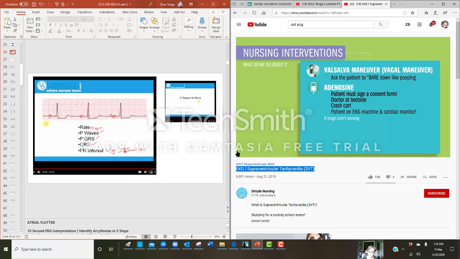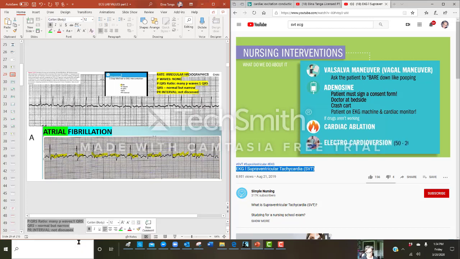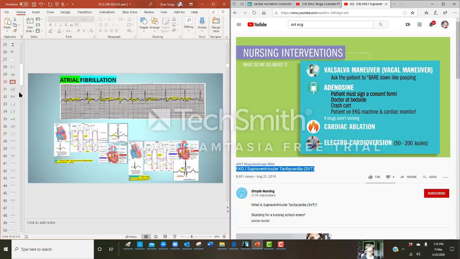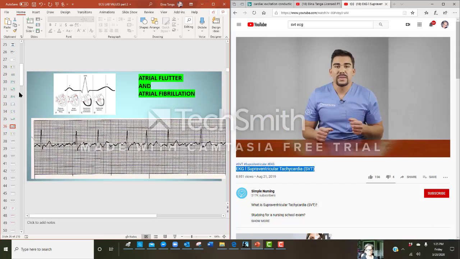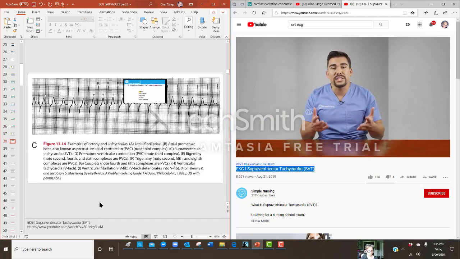Now, if the drugs aren't working, we can always opt for cardiac ablation, which is basically just burning or freezing the cells in the heart that are causing the problem. Or we can do electrocardioversion, our little baby shock. It's only 50 to 200 joules of electricity. It's given to reset that SA node, the main pacemaker of the heart. Now, once again, cardioversion is mainly used for AFib or A-flutter, but also for SVT.